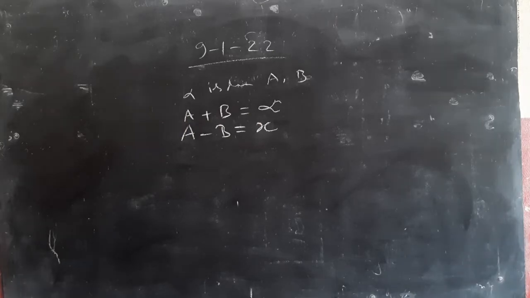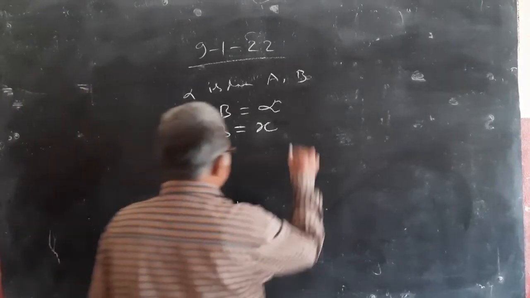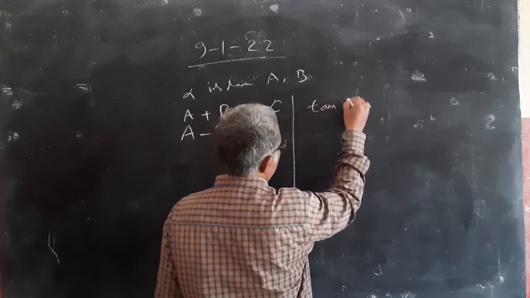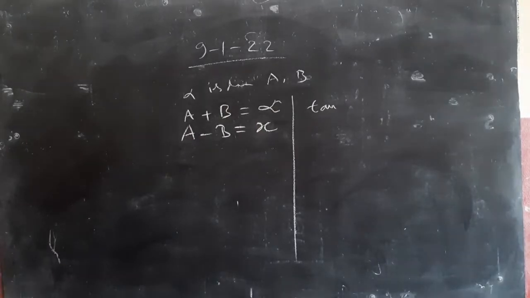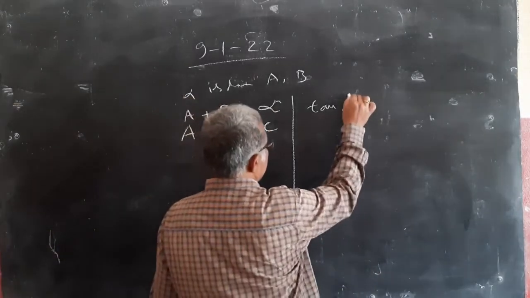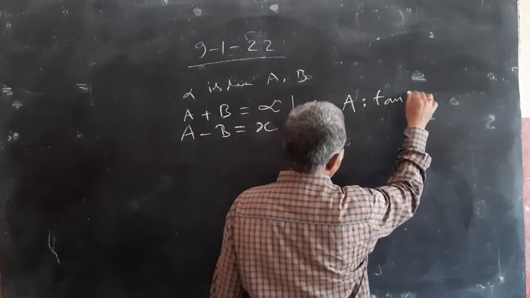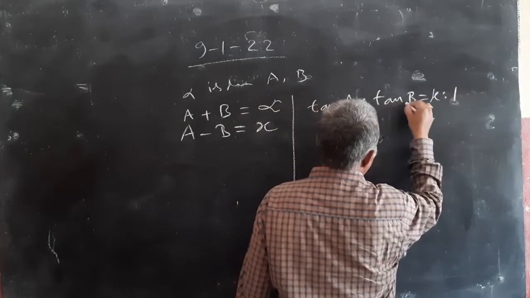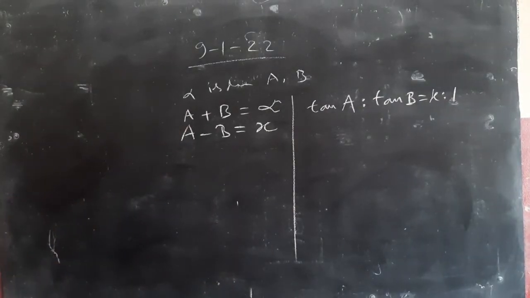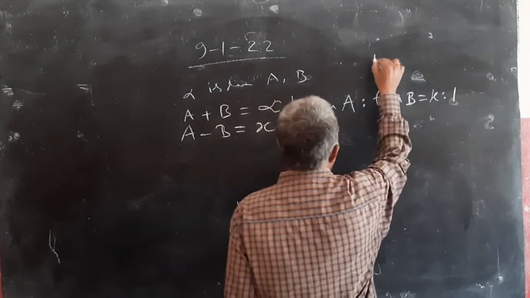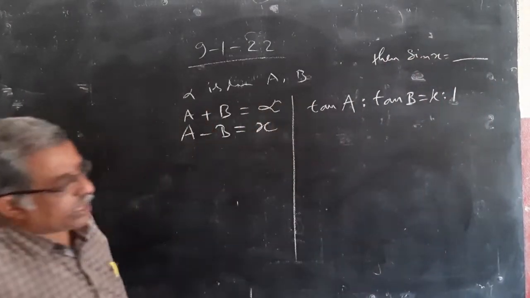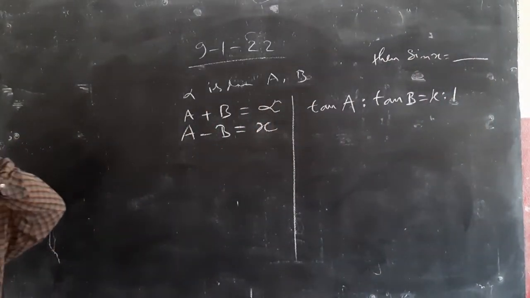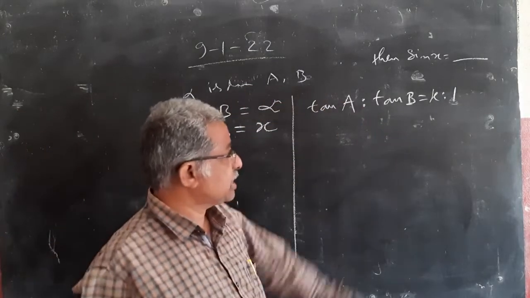Next, what more is given is tan A is to tan B equal to k is to 1. Then the value of sin x equals what? If tan A is to tan B equal to k is to 1, then sin x equal to how much is asked?